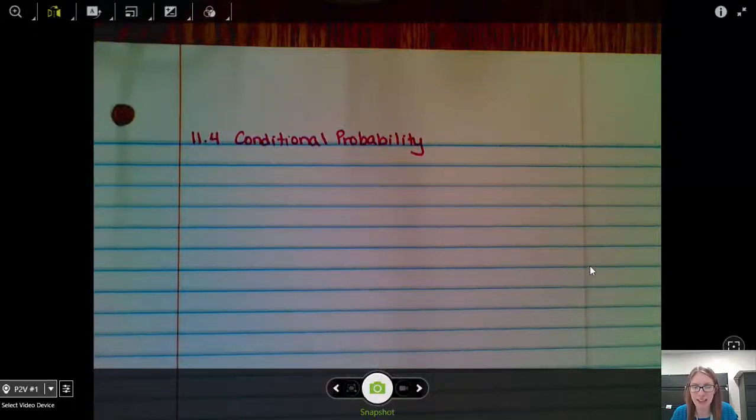Section 4 is our last section that's really focused on probability, and then we'll move into statistics a little bit more. And Section 4 is looking at something called conditional probability.